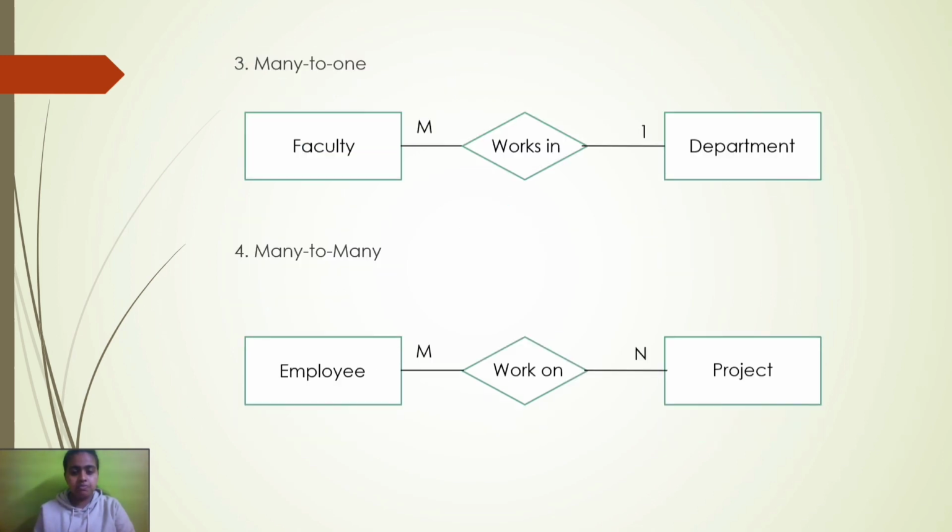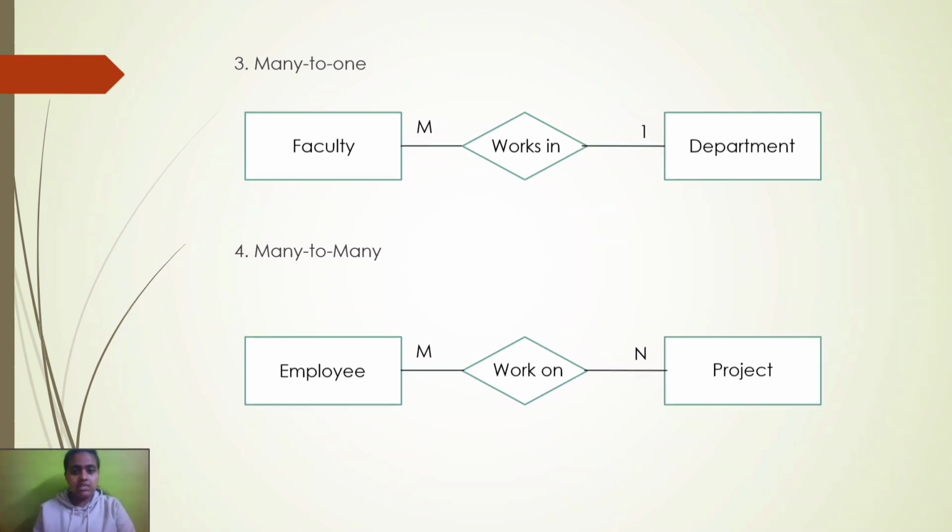Many-to-one. In this type of cardinality mapping, an entity in A is connected to at most one entity in B, or we can say a unit or item in B can be associated with any number of entities or items in A. For example, many faculties can work in one department.